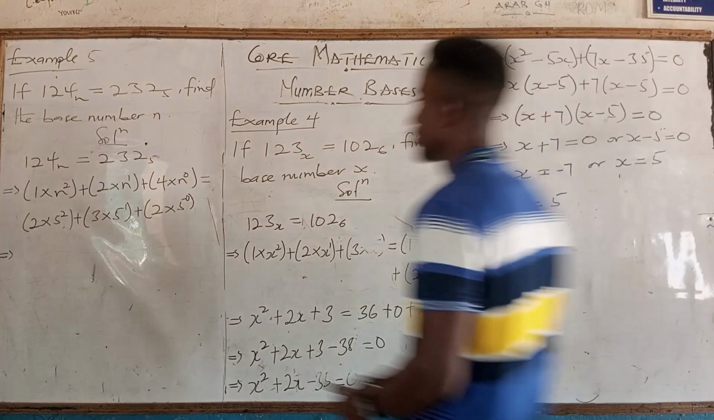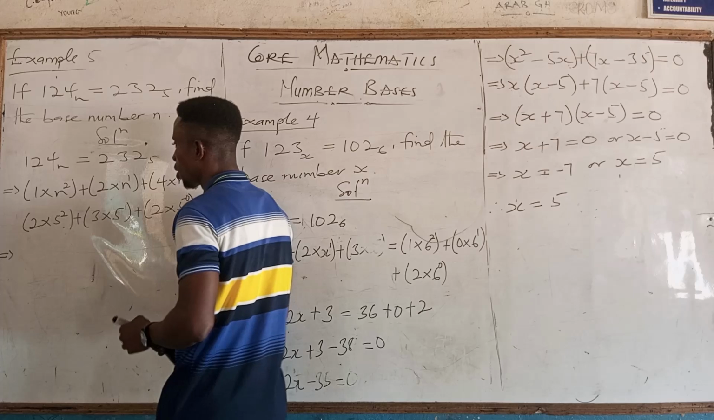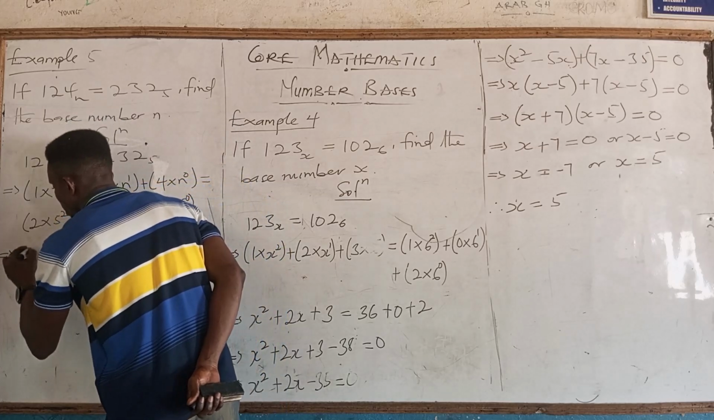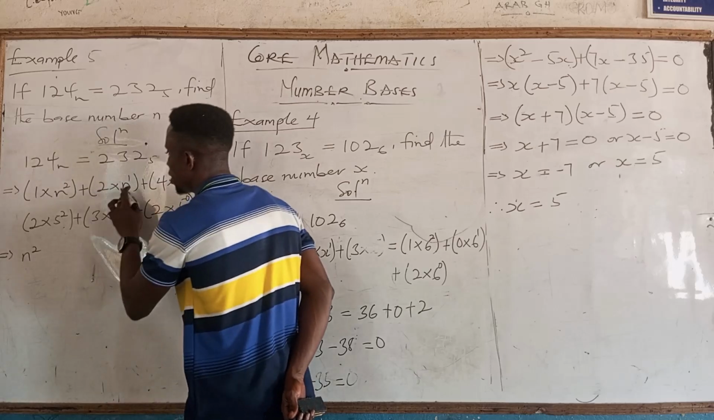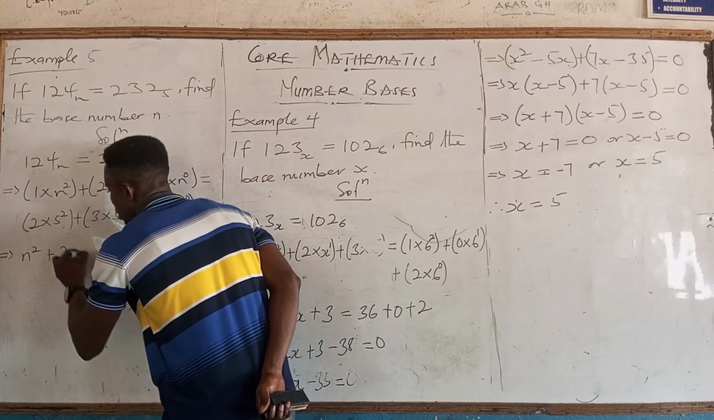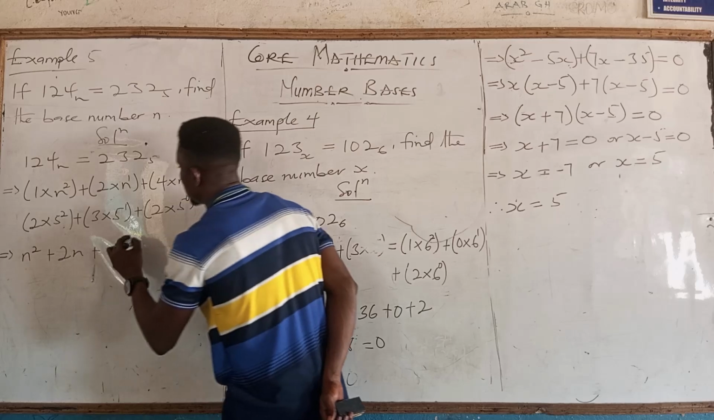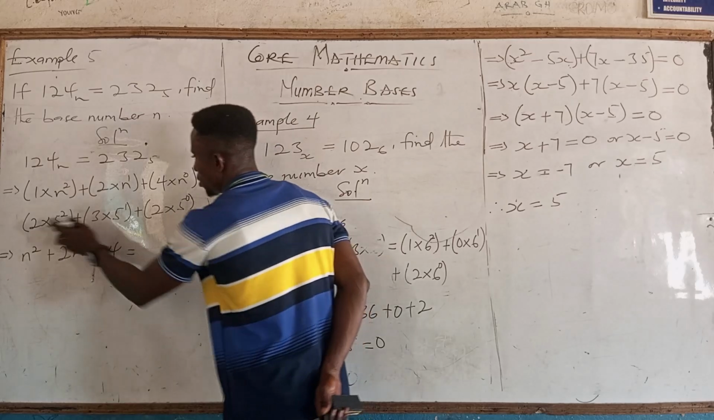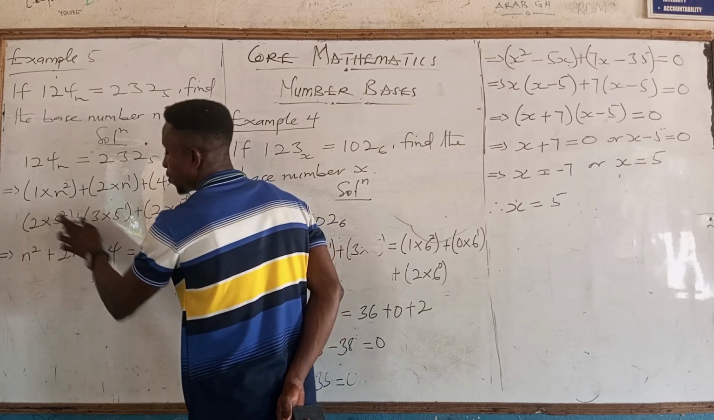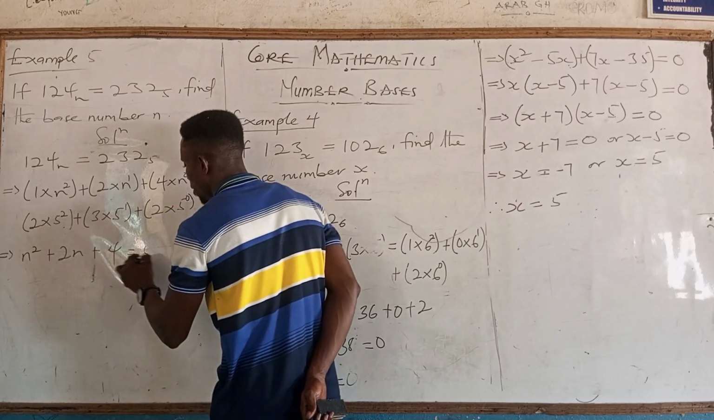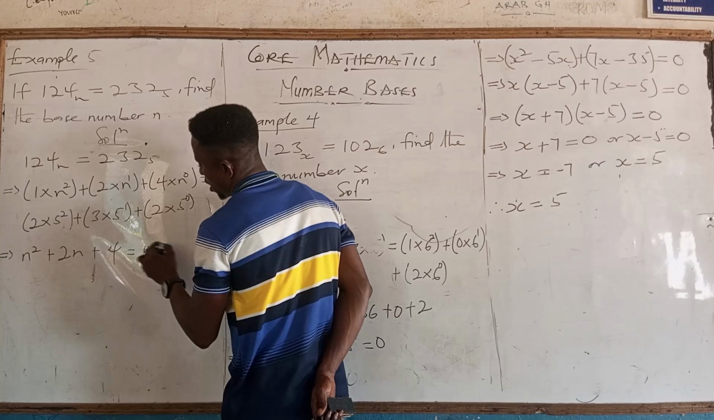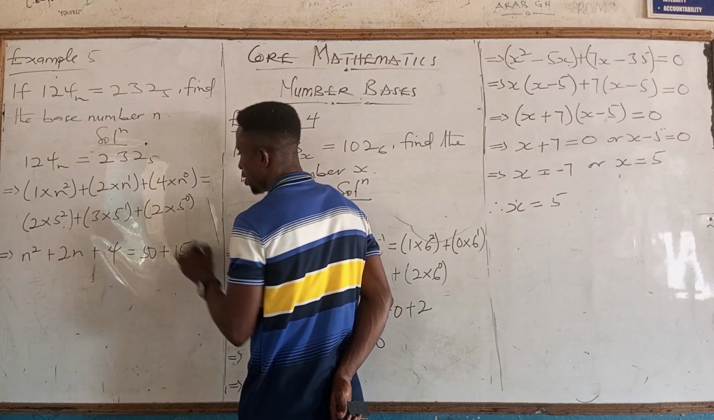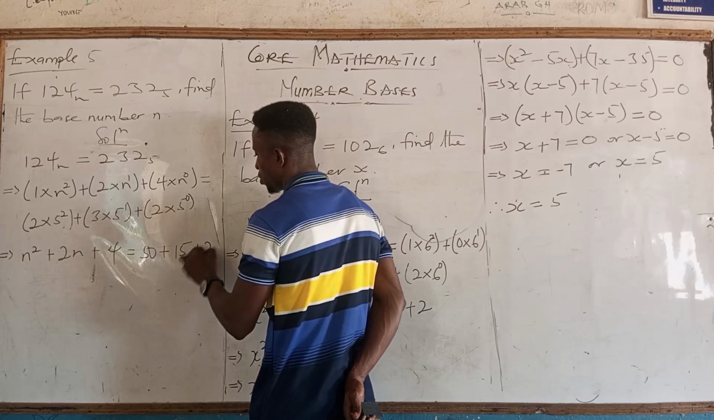Okay, let's proceed. So 1 times n squared will get us n squared. Then this one will get us plus 2n. Then plus 4, which is equal to 2 times 5 squared. 5 squared is 25, so I'll have 50. Then plus 15 plus 2.